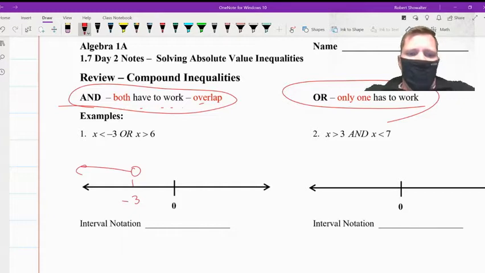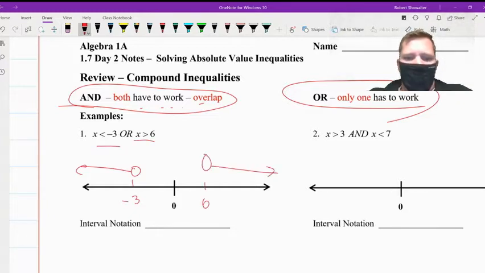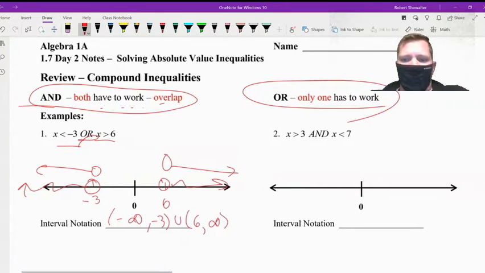Less than -3 would be that one. Greater than 6 would be that one. So if it's an or, we draw it, and then the interval notation. We got this. Okay, a little bit of review.